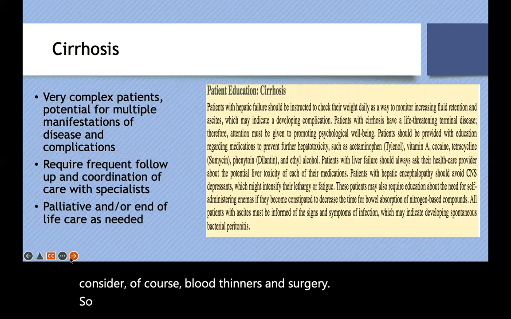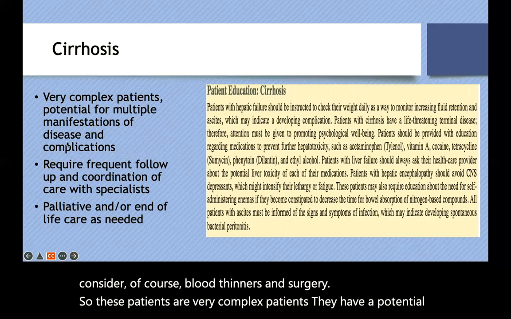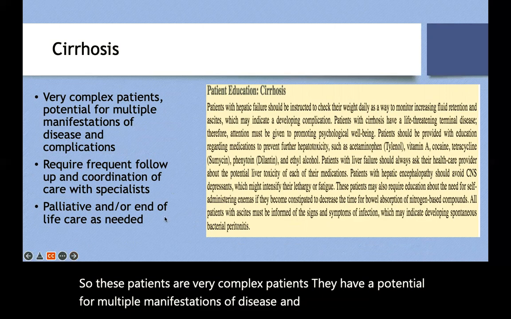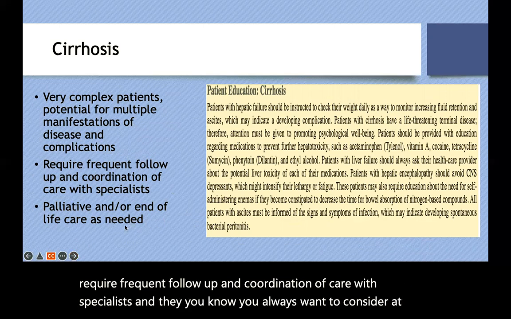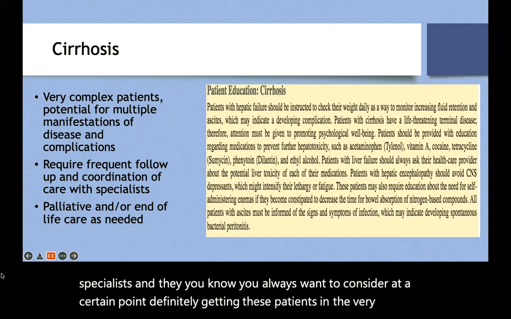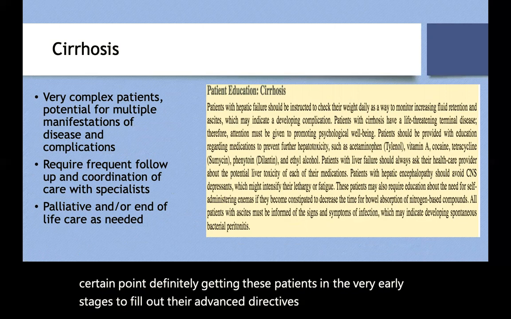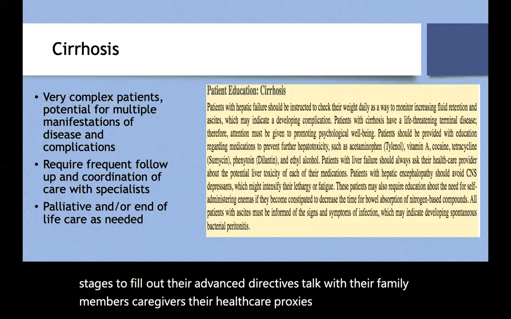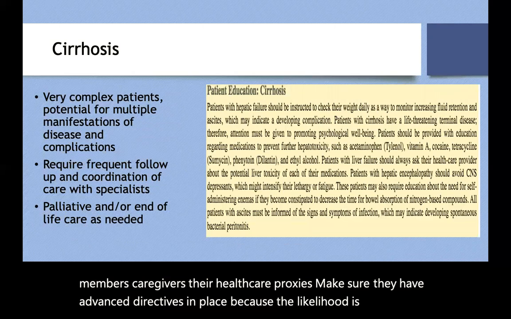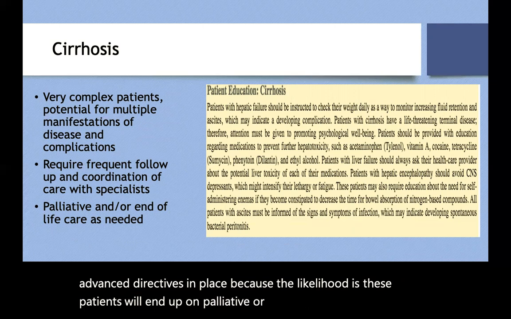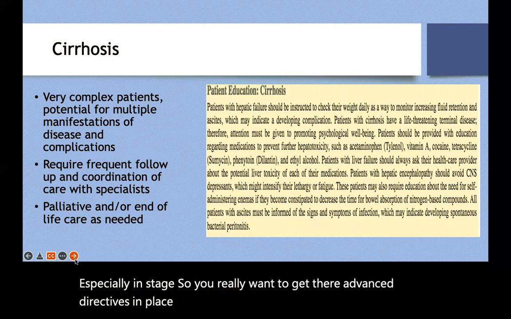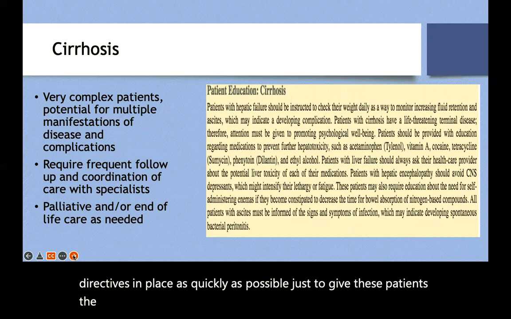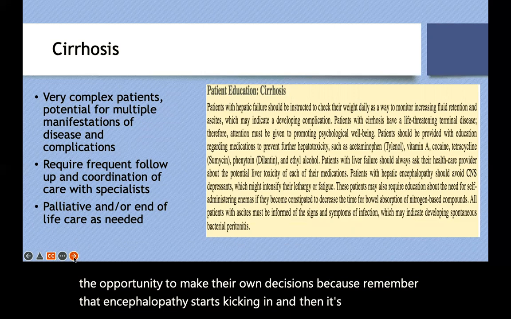So these patients are very complex patients. They have a potential for multiple manifestations of disease and complications. They require frequent follow-up and coordination of care with specialists. And you always want to consider, definitely in the very early stages, getting these patients to fill out their advance directives, talk with their family members, caregivers, and healthcare proxies, and make sure they have advance directives in place, because the likelihood is these patients will end up on palliative or hospice care, especially at end stage. So you really want to get their advance directives in place as quickly as possible, just to give these patients the opportunity to make their own decisions. Because remember that once encephalopathy starts kicking in, it's very difficult to be clear with them as to what they want.